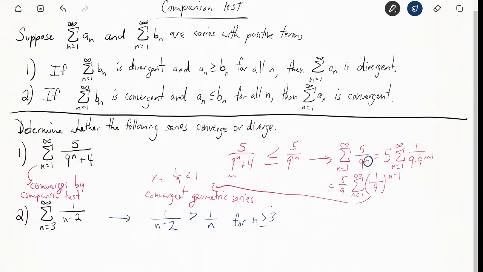So notice the summation, n equals 1 to infinity of 1 over n. Hey, that's a p-series, right?